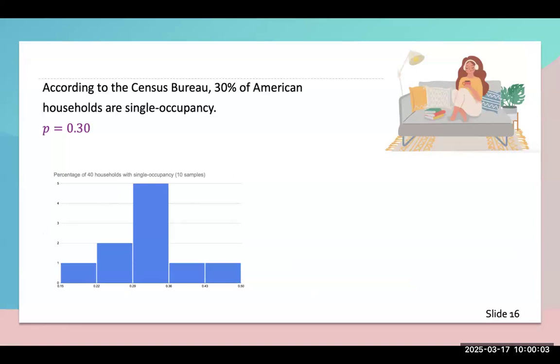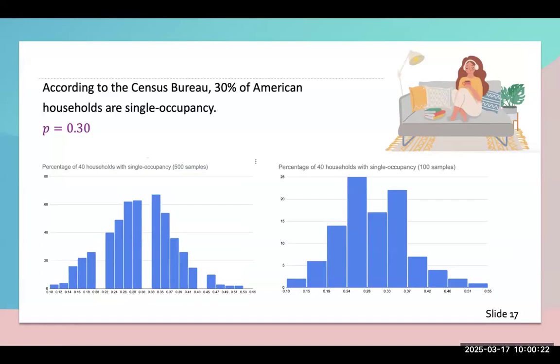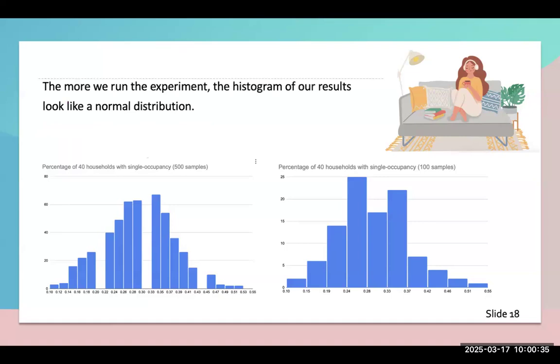So here's an example of running the program 10 times with each sample consisting of 40 households. These are the different percentages I got. And then here I asked the computer to run the same program 100 times. And here I asked the computer to run the program 500 times. And each time it's starting to look more and more like the normal distribution, and the theory is matching reality. So the histogram of our results looks more like a normal distribution each time we run the experiment.